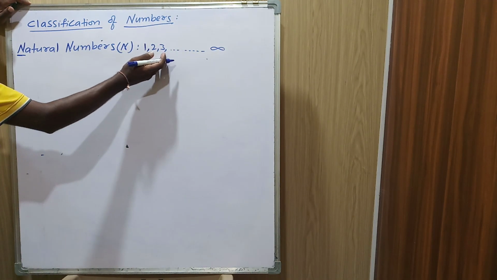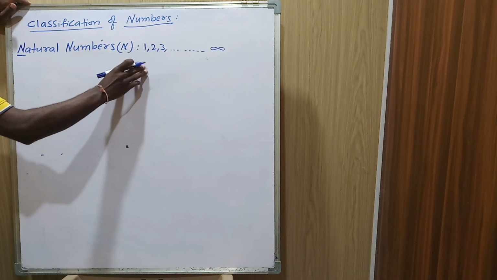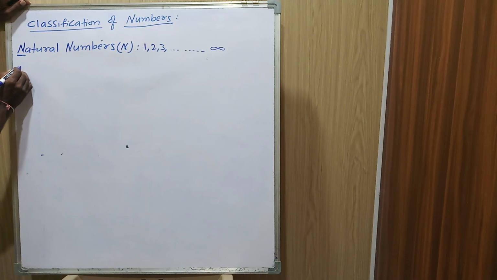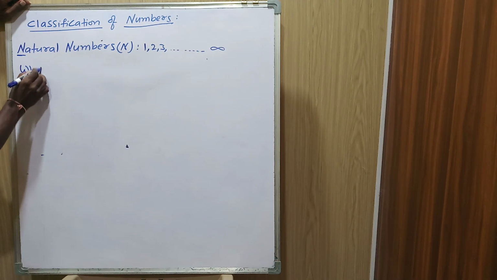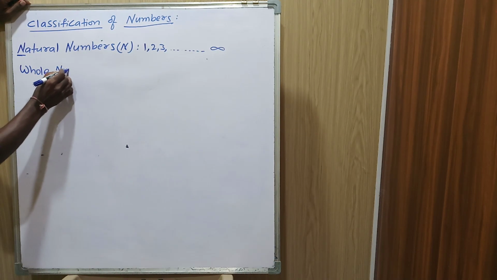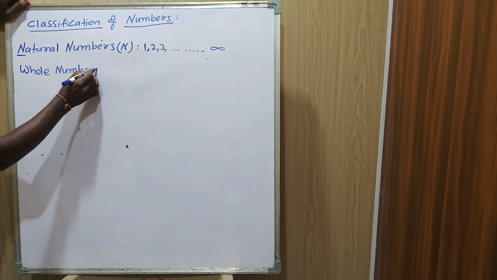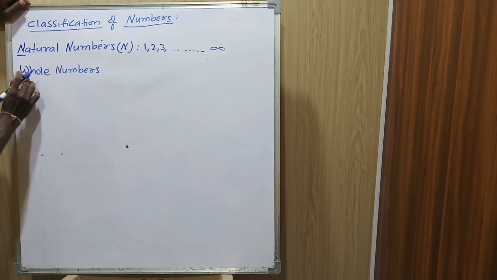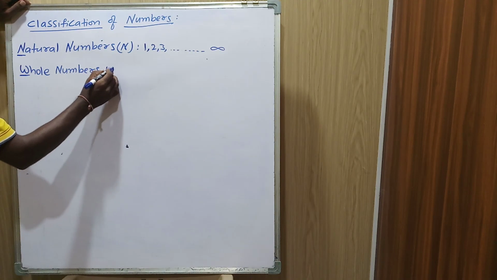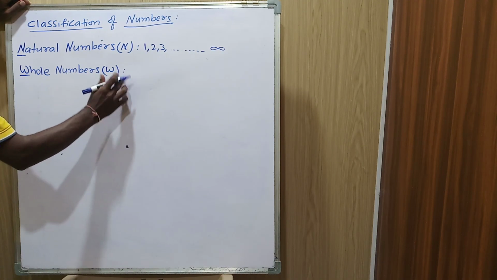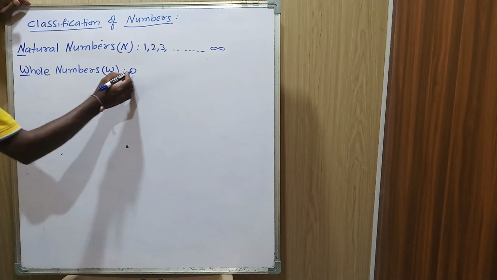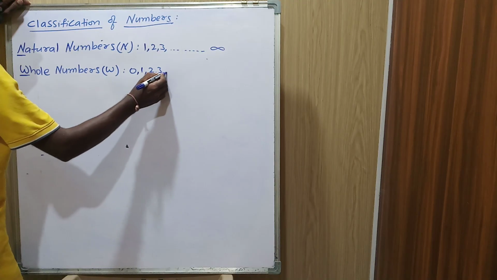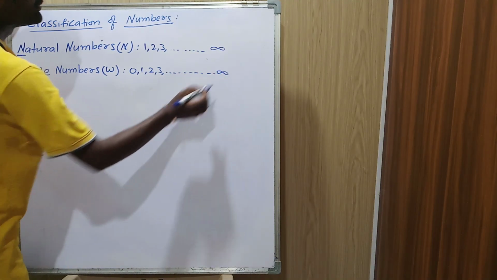Next, for these natural numbers, if you include 0 also, then that set of numbers is known as the whole number set. When you write whole numbers, the starting letter is W. So that's why whole numbers are denoted by the letter W. Whole numbers start from 0 onwards. That means 0, 1, 2, 3, and so on up to infinity.